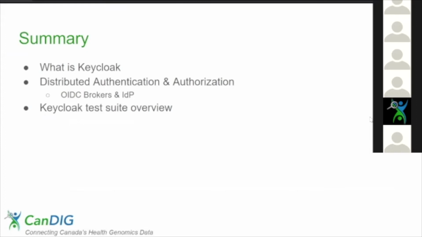and then we'll have a small talk on distributed authentication and authorization, and this will explain what I was trying to fix within Keycloak and why this matters for CanDIG and the GA4GH. And then we'll dive into the Keycloak Test Suite itself, talk about what the code architecture looks like, and some of the do's and don'ts when it comes to writing tests to make the Keycloak PR maintainers happy.